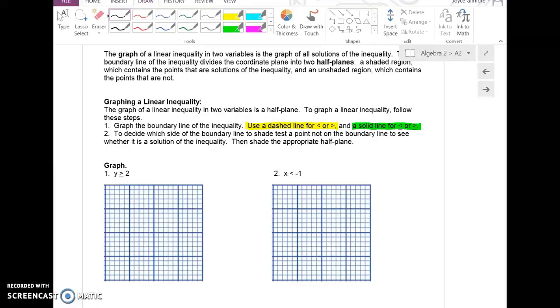So first, y is greater than or equal to 2. This is y with no x, so this is a HOY scenario. So draw in a horizontal line at 2. Is this horizontal line going to be a solid or a dashed line? Solid line. Okay, it's greater than or equal to. Because it's or equal to, that makes it a solid line.